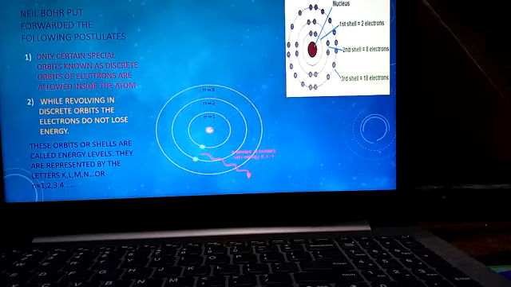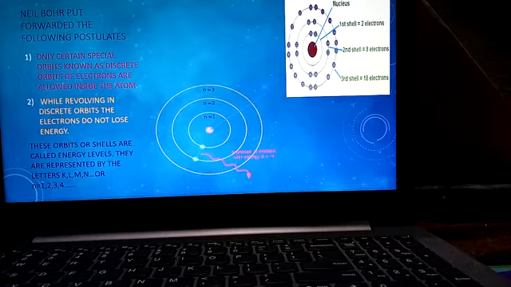Now here, what Niels Bohr has told is that there are only certain special orbits. So what he is saying is the electrons will be revolving in certain special orbits, and those orbits are called discrete orbits. Okay, so in these discrete orbits, while the electrons are revolving, they do not lose their energy. So these were the postulates given by Niels Bohr.